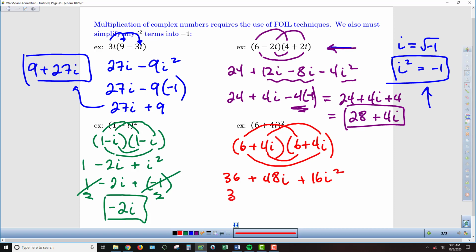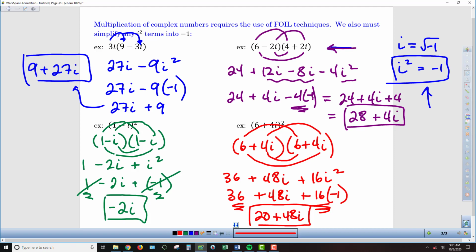So 36 can stay put, 48i can stay put. I just need to convert this i squared into negative 1. So really what we're looking at is 36 plus negative 16, or 36 minus 16. So that's going to give us 20. And then we still have our plus 48i.